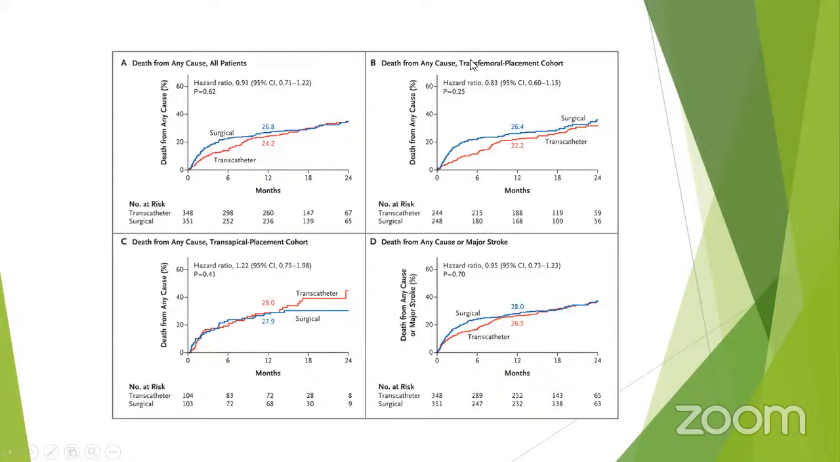In this curve, we can see the death from any cause in the transfemoral cohort, because patients were randomized to either transfemoral or transapical. In the transfemoral cohort, 22.2% died at 12 months versus 26.4% in the surgery group, and in the transapical group, 29% died at 12 months versus 27.9% in the surgery group. And death from any cause or major stroke, there was no significant difference between transcatheter or surgery at 1 year.